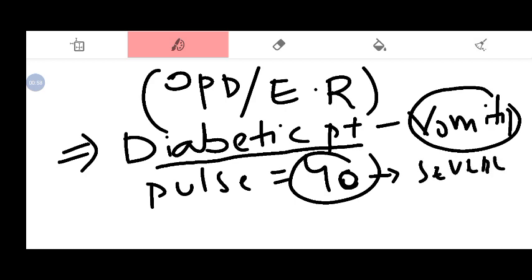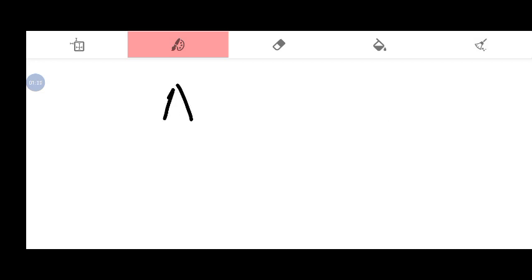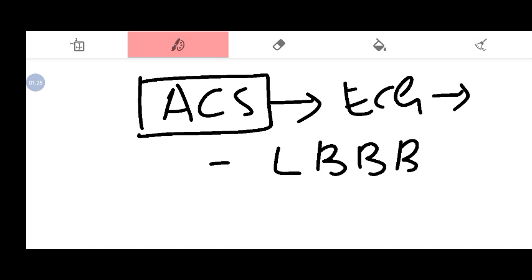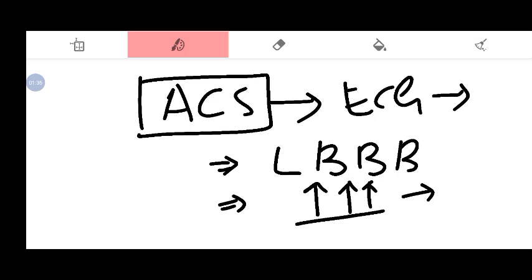Now if the patient is having vomiting and pulse of 40 and the patient is diabetic, you have to exclude number one thing, that is acute coronary syndrome. So the ECG of this patient came out to be left bundle branch block, and the cardiac enzyme was significantly raised, and the patient was referred to the cardiac ER and managed accordingly.